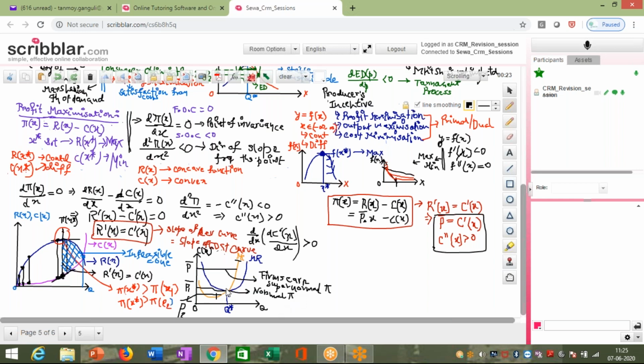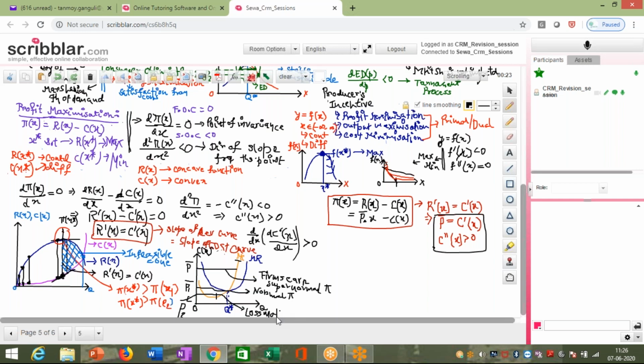And over here, the firm cannot cover its average cost, right? So this is the point where the price is below the average cost curve, right? So therefore, this is a loss-making firm.